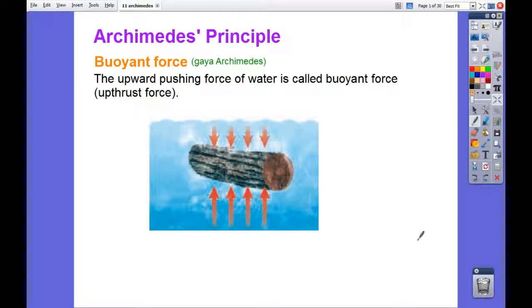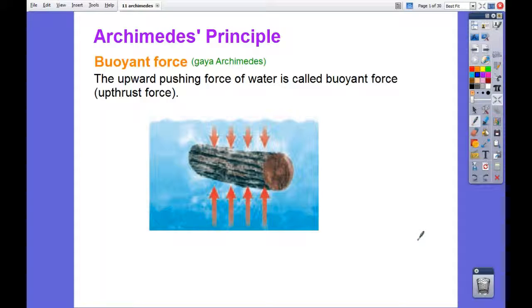Archimedes Principle explains about buoyant force, or in bahasa, gaya Archimedes. The definition of buoyant force: the upward pushing force of water is called buoyant force, or upthrust force.